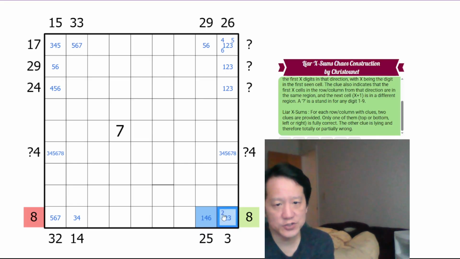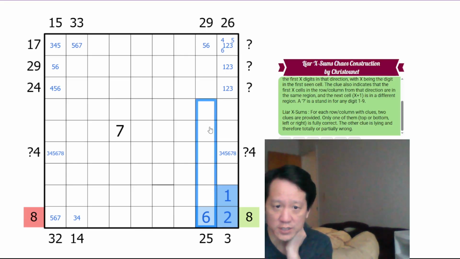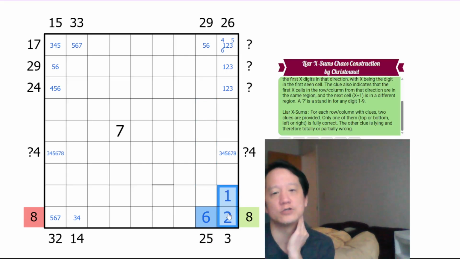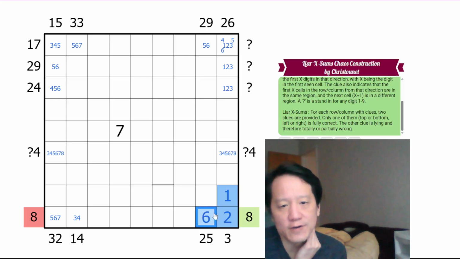Yeah, so if this is true, that's 2 and 1 here. That means this must add up to 8, so it's 2 and 6, but 6 digits can never add up to 25 without 1 or 2. So therefore, this would be false, this would be true in that instance.